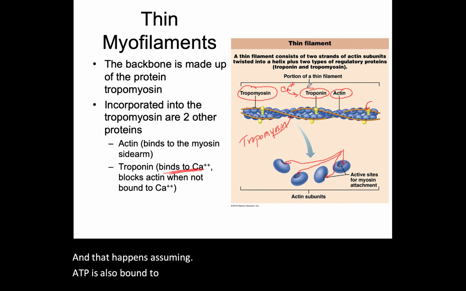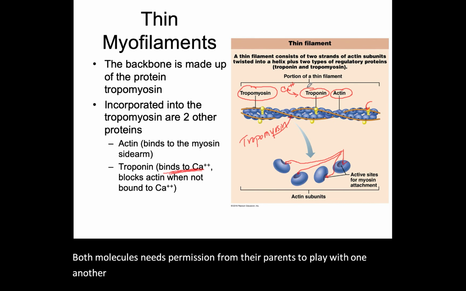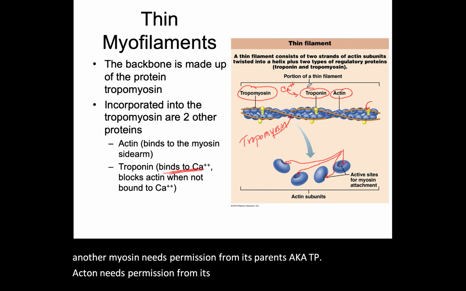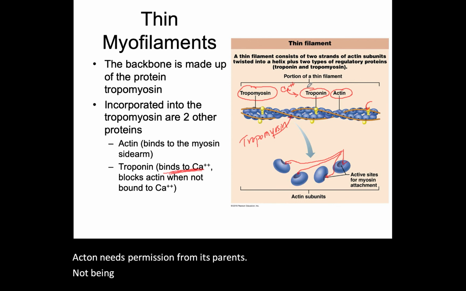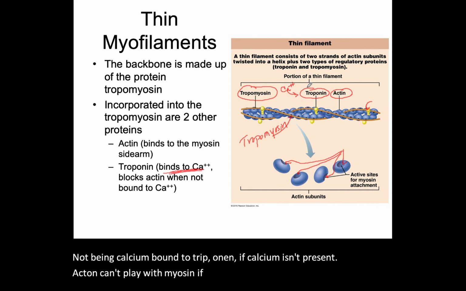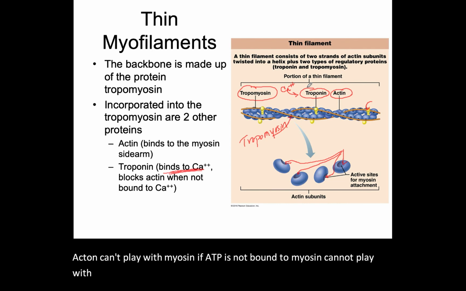Remember, both molecules need permission from their parents to play with one another. Myosin needs permission from its parents, aka ATP. Actin needs permission from its parents, that being calcium bound to troponin. If calcium isn't present, actin can't play with myosin. If ATP is not bound to myosin, myosin cannot play with actin. In other words, no contraction will occur. Right? No contraction will occur.